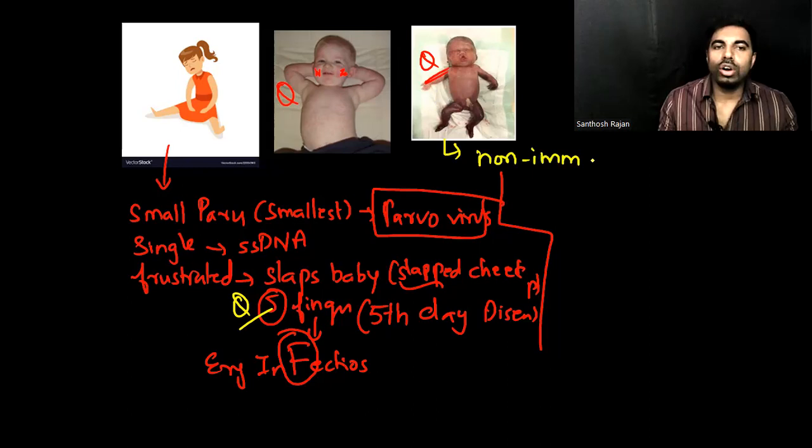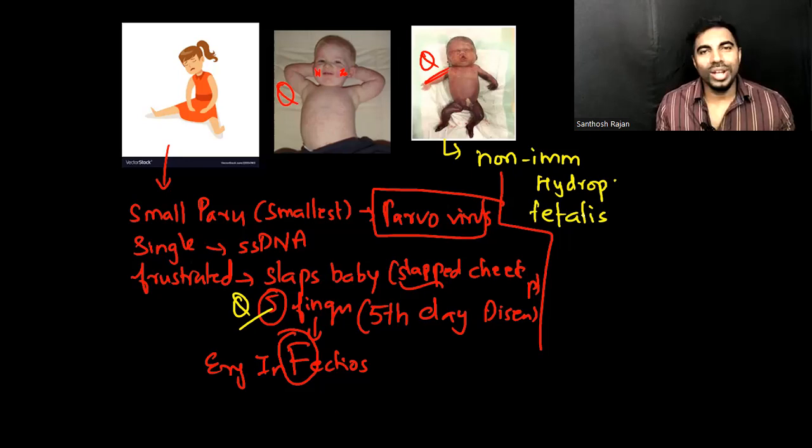Non-immune hydrops fetalis. Usually, immune hydrops fetalis is caused by Rh incompatibility. You know that one. But here, it's non-immune hydrops fetalis. This can cause it. So, this is a question they can ask.